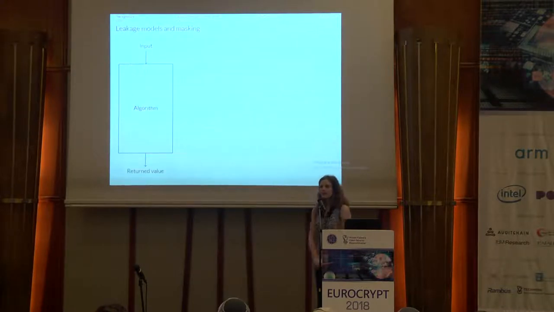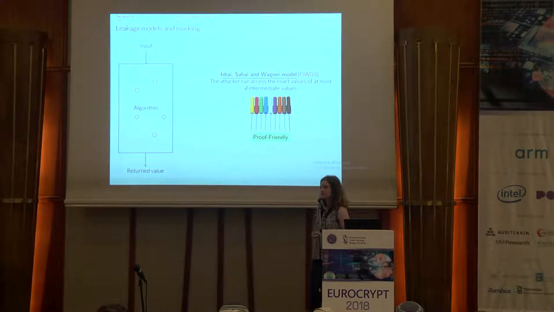So I'll briefly explain how masking works for the people who don't know how. So masking is a countermeasure against a certain type of attacker model. So for a classical attacker model, the attacker uses the inputs and the return value of the algorithm. But masking protects against another kind of attacker model, which is called the Ishai, Sahai, and Wagner model, which was introduced in 2003. So it's a very powerful attacker model where the attacker gets access to the input value, the return value, but also he can pick some values inside the algorithm, so intermediate values. Those values are called probes. So it's also called a probing model.